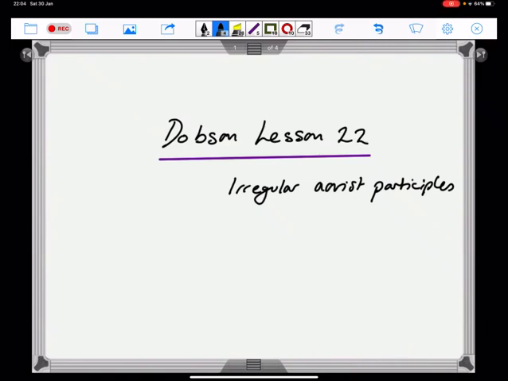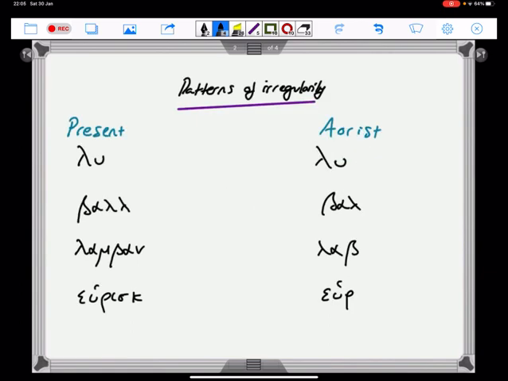Lesson 22 in Dobson introduces you to the irregular version of the aorist participles that you met in Lesson 20. So if you're comfortable with Lesson 20, Lesson 22 is very little more to think about. What we've got are 3 slides now showing you the patterns of the kind of irregularity you're going to see. In each instance, I've headed the columns with luo just so we've got some comparisons, and then we'll look at the kind of things that can happen.